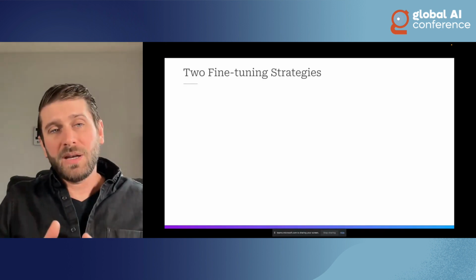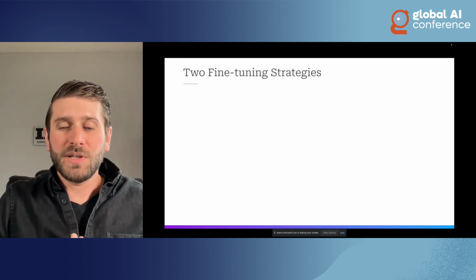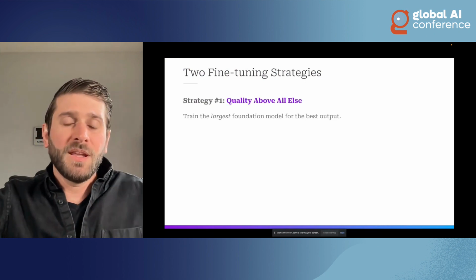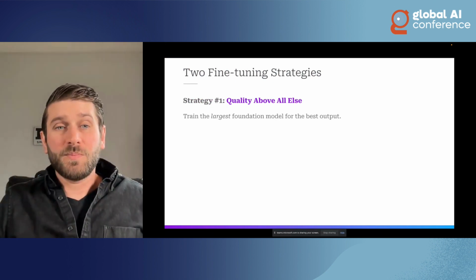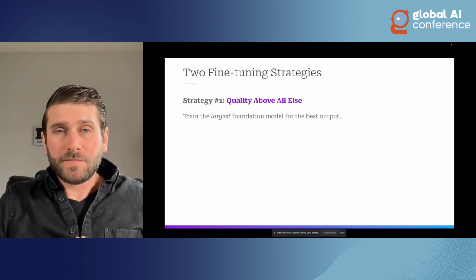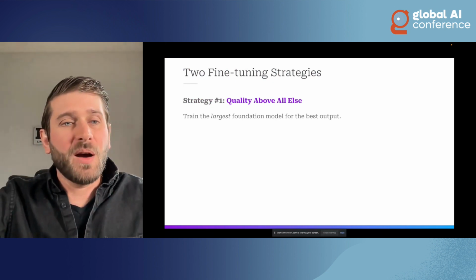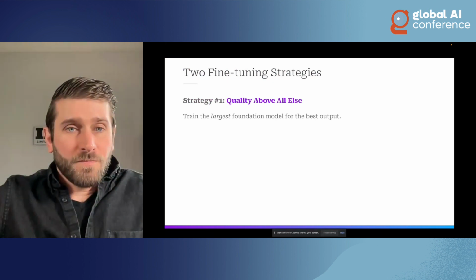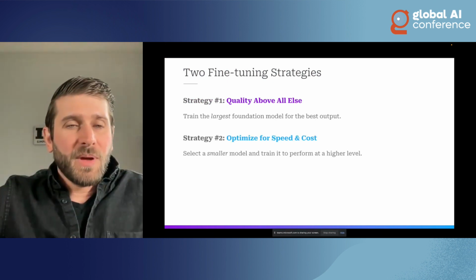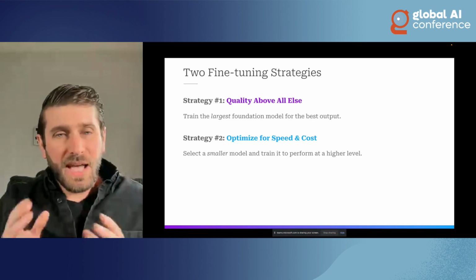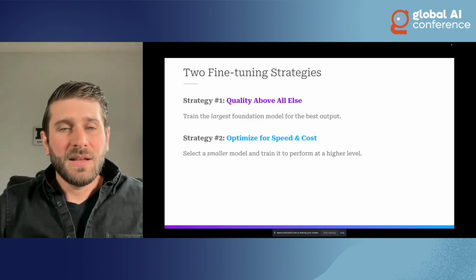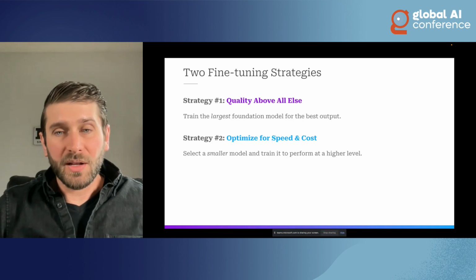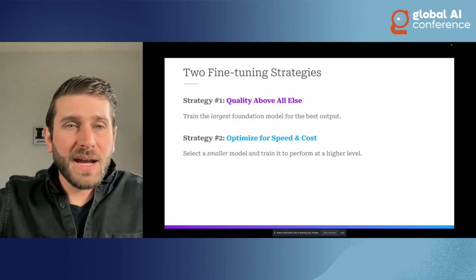So when we're talking about actually applying fine tuning, there's really two strategies I'd focus on. The first one is quality above all else, where you're going to take the largest possible foundation model and you're going to aim for the best possible output. And you're just going to train it on your data to make it better at that particular task. The second is to optimize for speed and cost. This is where you're selecting a smaller model and then training it to perform at a higher level.